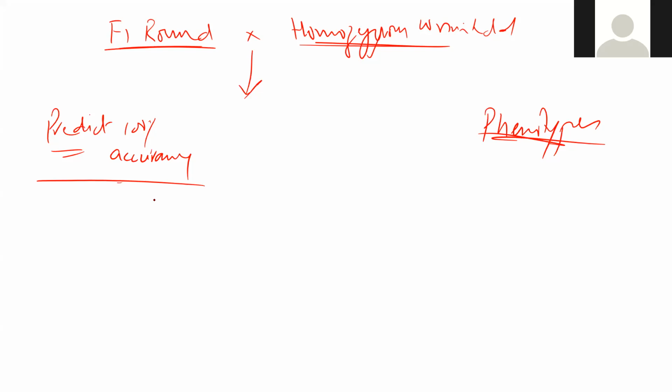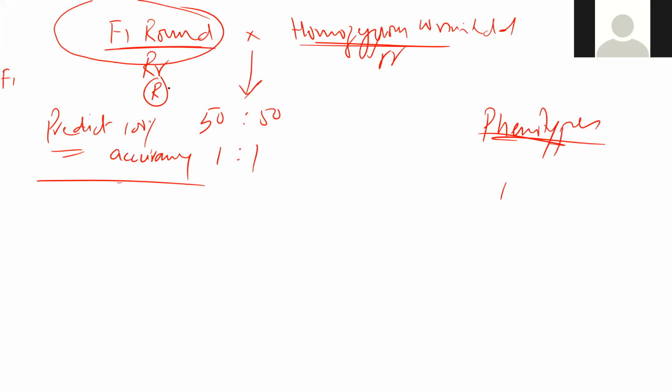Sir, is it 50-50? This is 50-50. Very good. We call this ratio 1:1, and such a cross where you take F1 heterozygous, F1 was what? Capital R, small r. Homozygous wrinkled is small r. This will contribute what? This can contribute either capital R or small r, and this can contribute either this allele or this allele.